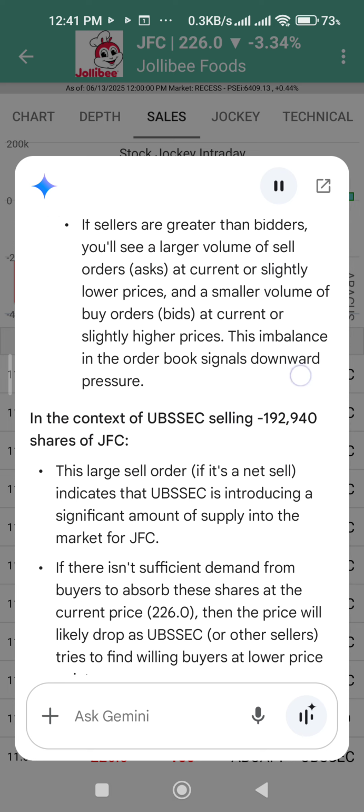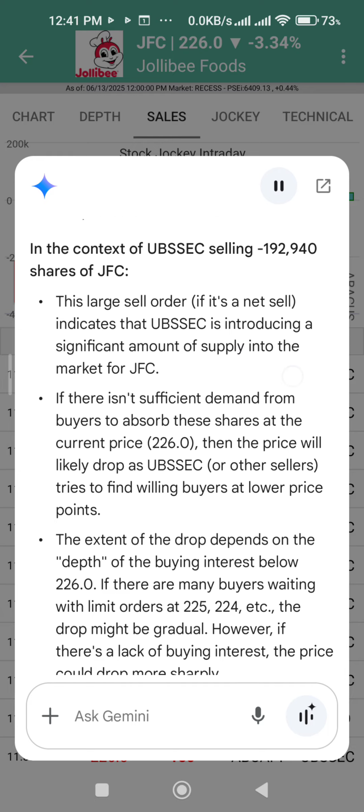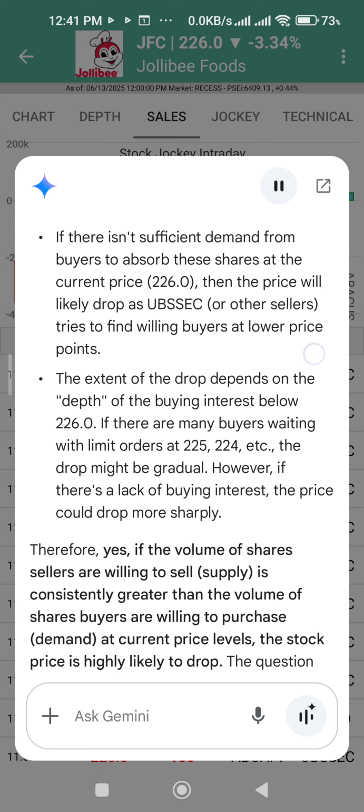In the context of UBS SEC selling -192,940 shares of JFC, this large sell order, if it's a net sell, indicates that UBS SEC is introducing a significant amount of supply into the market for JFC. If there isn't sufficient demand from buyers to absorb these shares at the current price, 226.0, then the price will likely drop as UBS SEC, or other sellers, tries to find willing buyers at lower price points. The extent of the drop depends on the depth of the buying interest below 226.0.